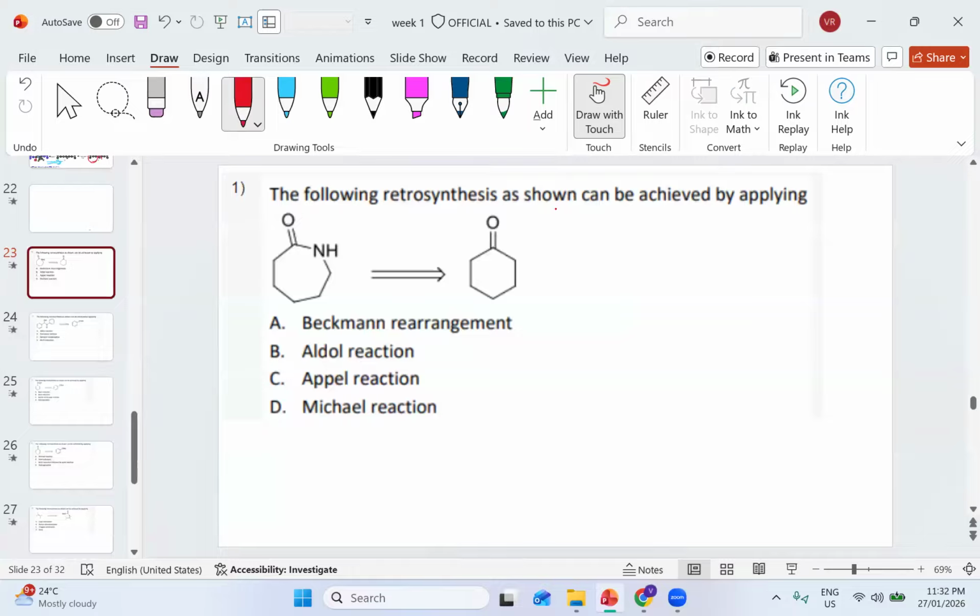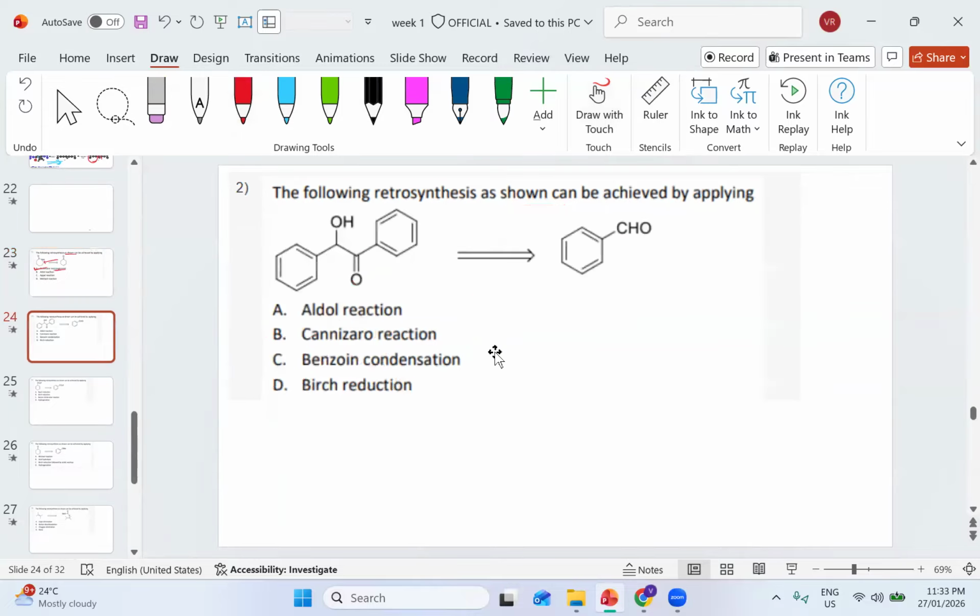The first question here is taken from the week zero assignment. You can see how easy it is. The following retrosynthesis as shown can be achieved by applying which reaction. You can directly see this will be the Beckmann rearrangement reaction. You know how the Beckmann rearrangement looks. So you just need to tick the Beckmann rearrangement reaction. A ketone can be converted into an amide using the Beckmann rearrangement.